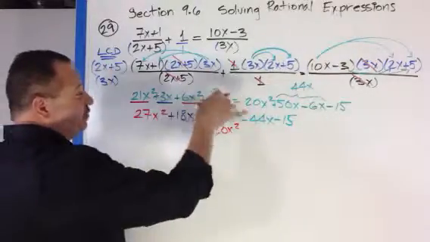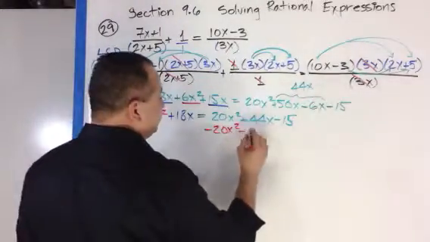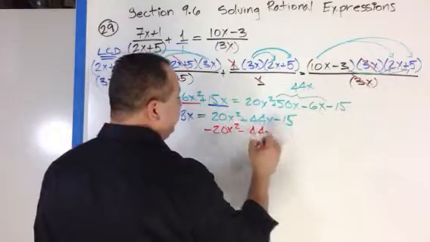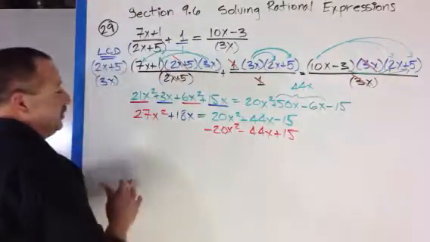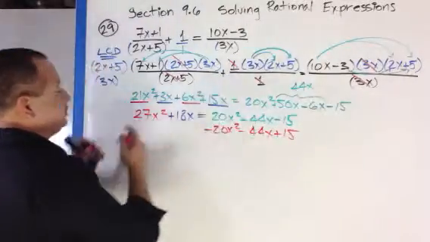I get rid of a 20x squared by subtracting 20x squared. Then I'm going to subtract 44x to get rid of that. And then I'm going to add a 15 to get rid of that. Now you do it to the right and you have to do it to the left.